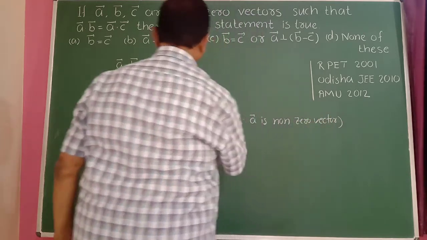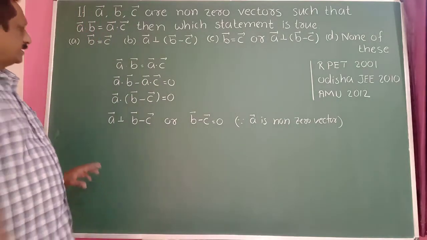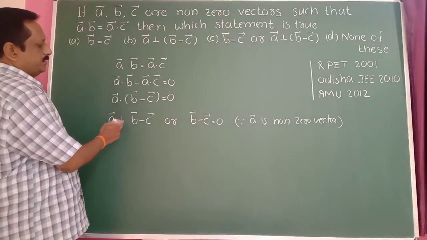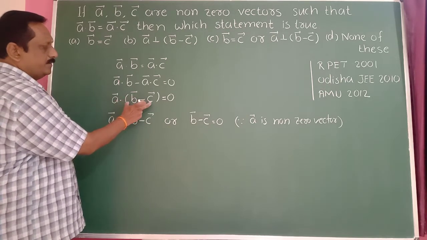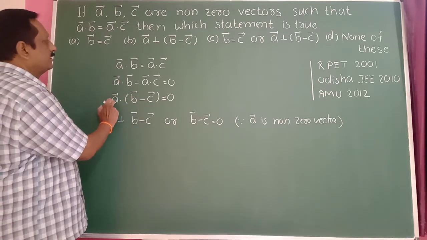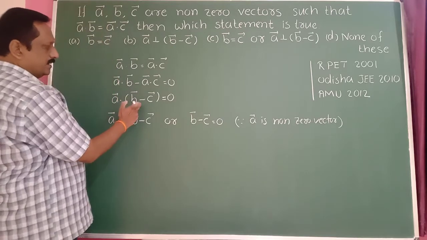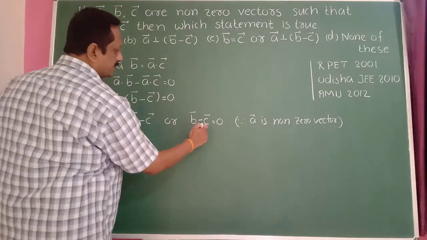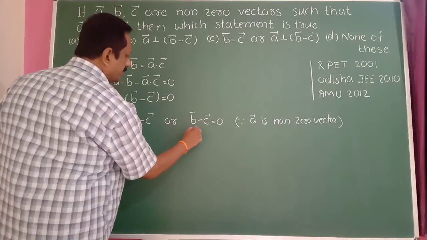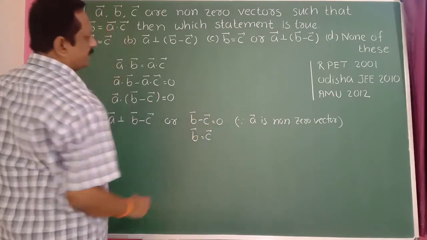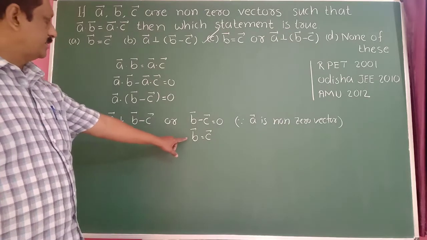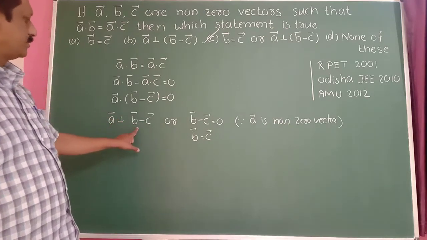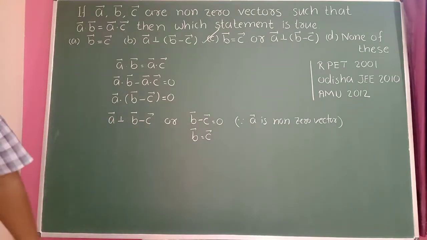They are already given here. Two cases arise here. If the dot product is 0, then they are perpendicular. Otherwise, either A bar is 0 or B bar minus C bar is 0. But A bar cannot be 0, as already given. Hence B bar minus C bar equal to 0. Take minus C bar to the right hand side. Hence B bar is equal to C bar here. Therefore, the third option is correct: B bar equal to C bar or A bar perpendicular to B bar minus C bar.